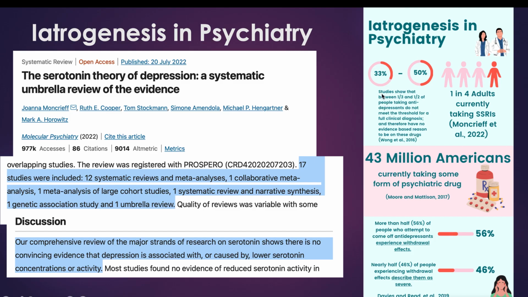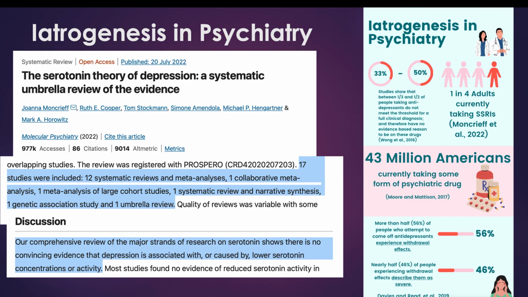Studies show that between 1/3 and 1/2 of people taking antidepressants do not meet the threshold for a full clinical diagnosis. Okay? I'll read that again. Studies show that between 1/3 and 1/2, so 33 to 50% of people taking antidepressants that don't work, don't meet the threshold for a full clinical diagnosis.